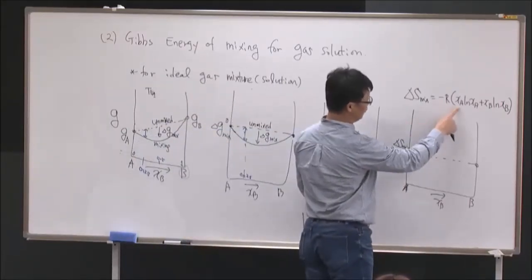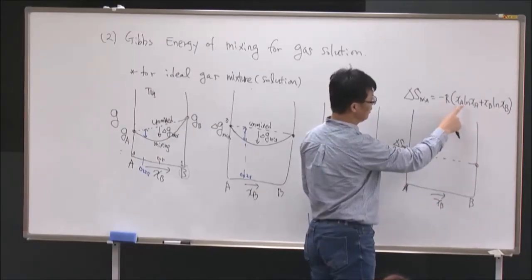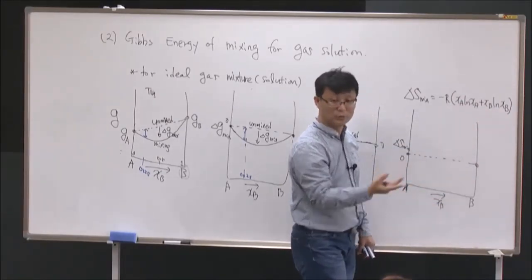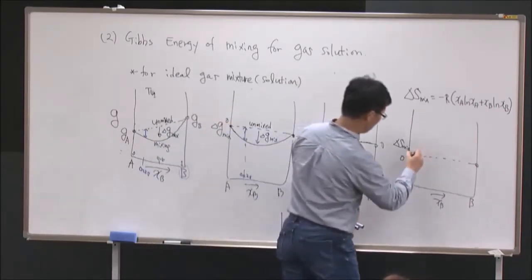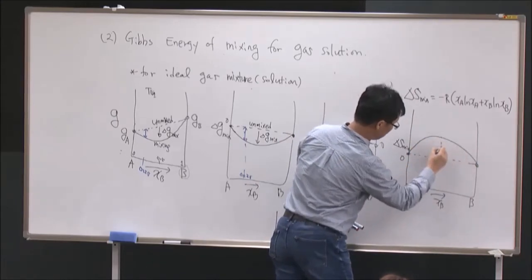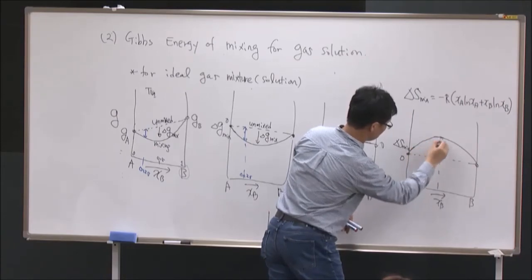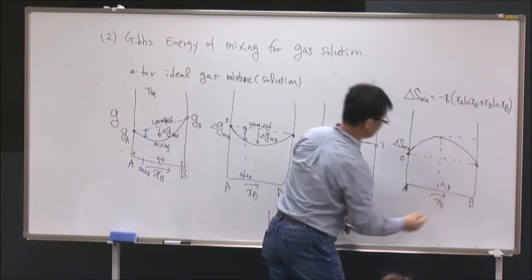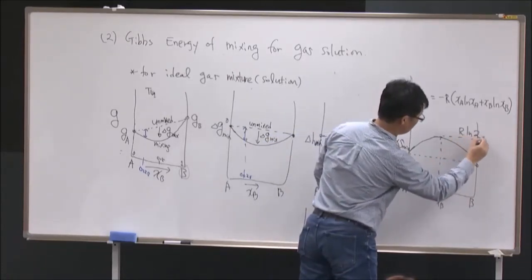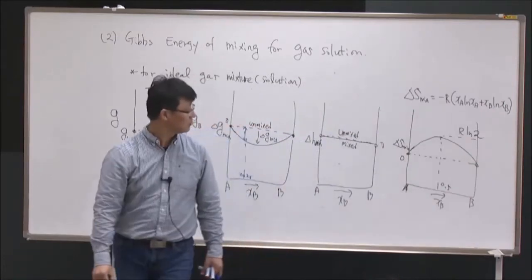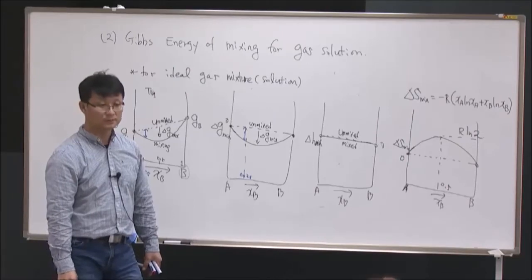So minus R 0.5 ln 0.5, 0.5 ln 0.5. So it's minus R ln 0.5. Ln 0.5 is minus ln 2. So when you do that, this is maximum at 0.5. And this maximum value is R ln 2. Is it okay? Make sense?